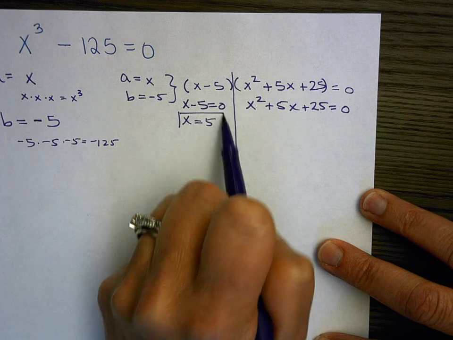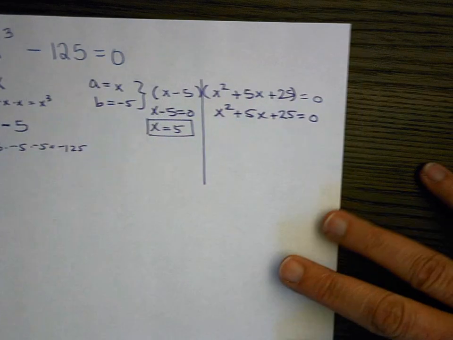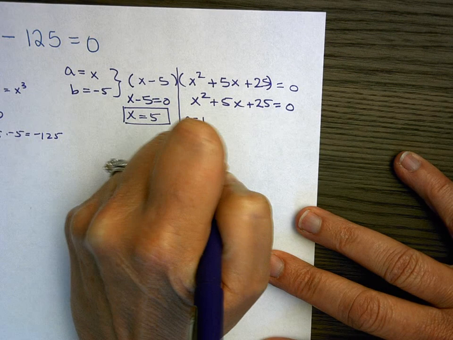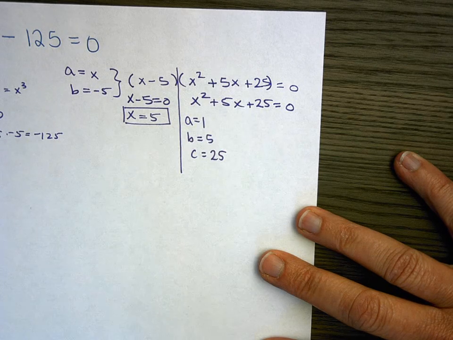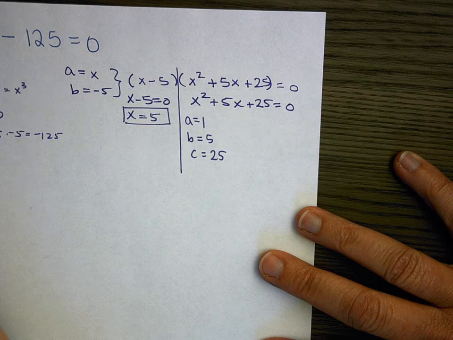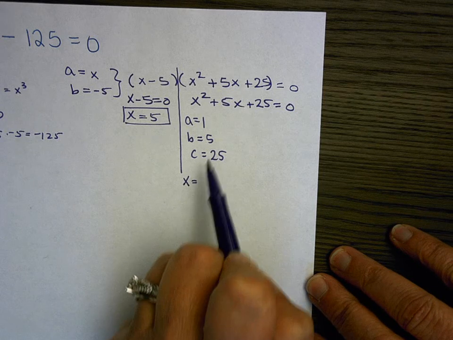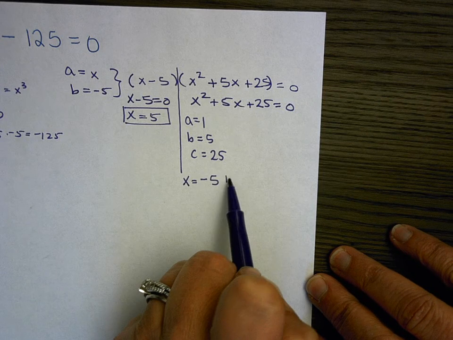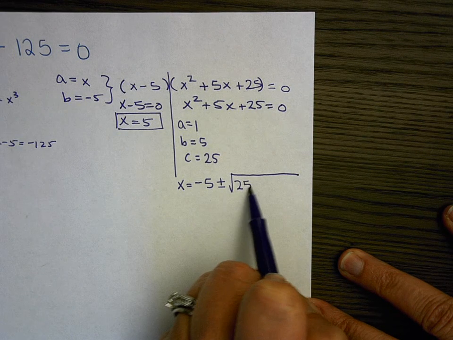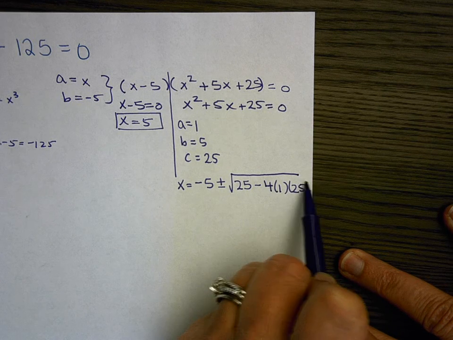And then over here, I know I'm going to need quadratic formula, right? So almost every time it's quadratic formula. There's like one exception out there where it's not, but you are not going to see that with me, okay? So I'm just writing down my coefficients. So A is 1, B is 5, and C is 25. And then now I'm going to do quadratic formula. So x equals negative b plus or minus radical b squared minus 4ac, all divided by 2a.